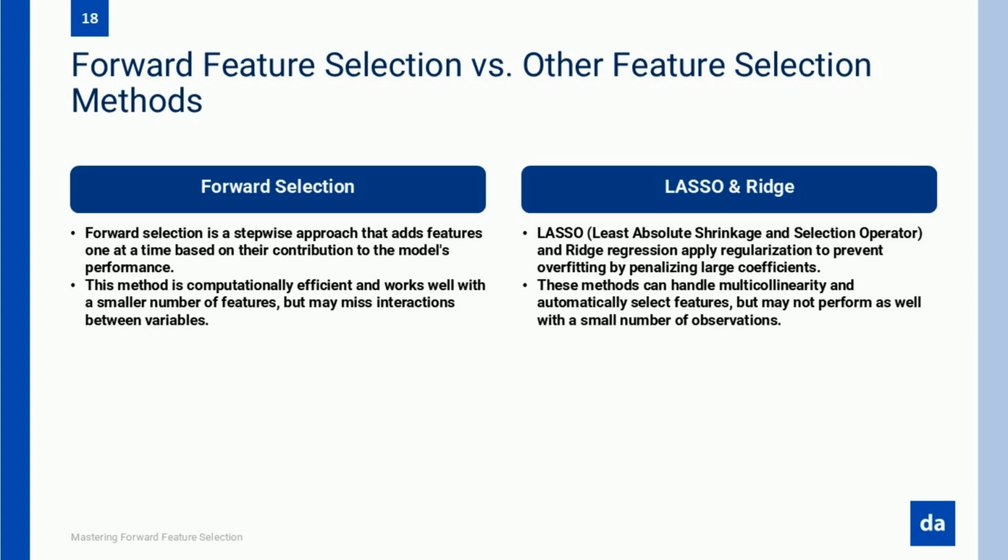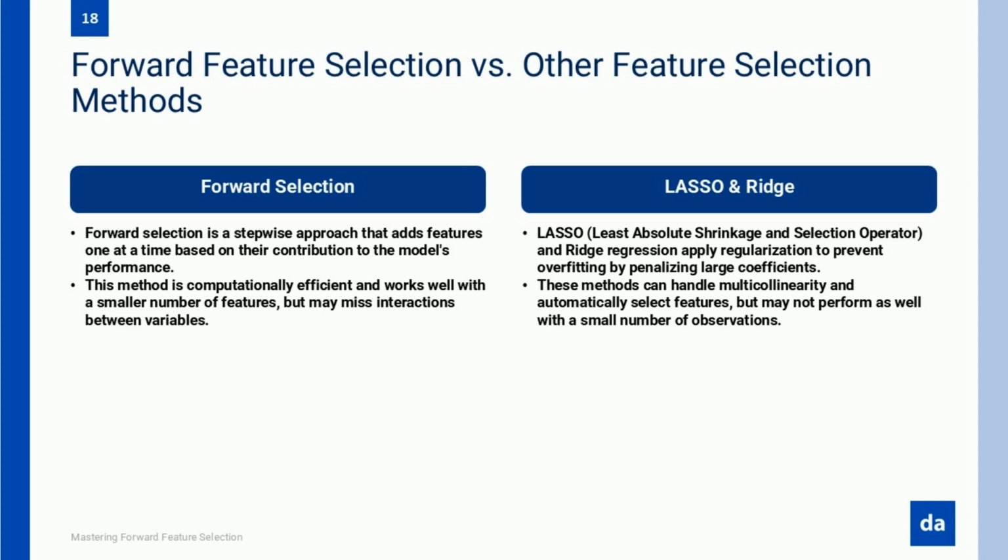So when should you use forward feature selection instead of these alternatives? It's ideal when you have a moderate number of features and need an interpretable model. It's also great when your dataset has complex interactions that simpler techniques like LASSO might miss. But if you're dealing with thousands of features, or if you need a selection method that works well with regularized models, LASSO, Ridge, or embedded methods might be the better choice. At the end of the day, no method is perfect. It all depends on your data set and your goal.